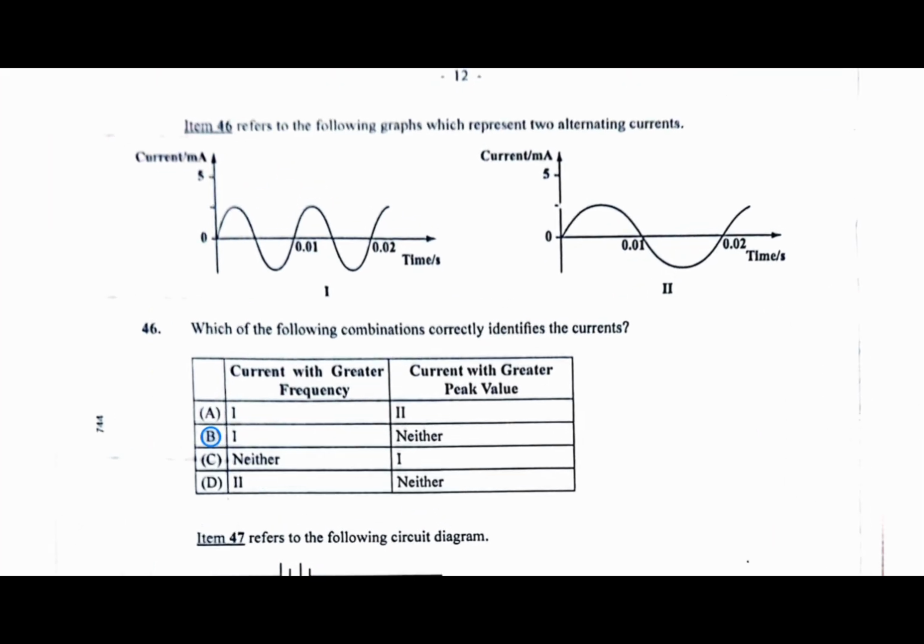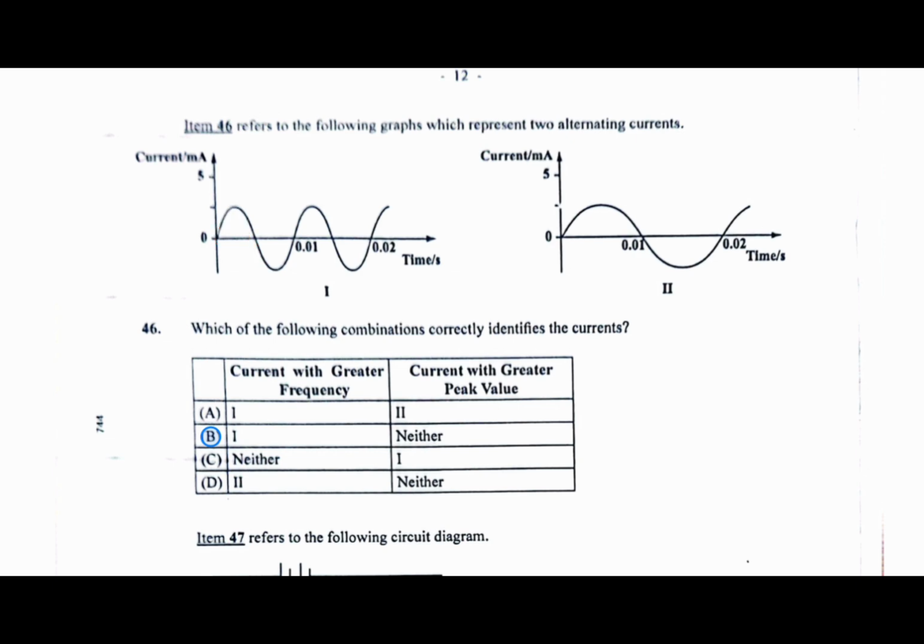Question 46. Which of the following combinations correctly identifies the currents? So, current 1 and current 2, they clearly have the same peak value because both of them are going up and going down to the same current value, right? That being said, both of them have the same peak value, so neither has a greater peak value. Additionally, the one with the greater frequency is 1. Think of it. When I say it has a greater frequency, that means there's more oscillations in the same given time. Can you see that?